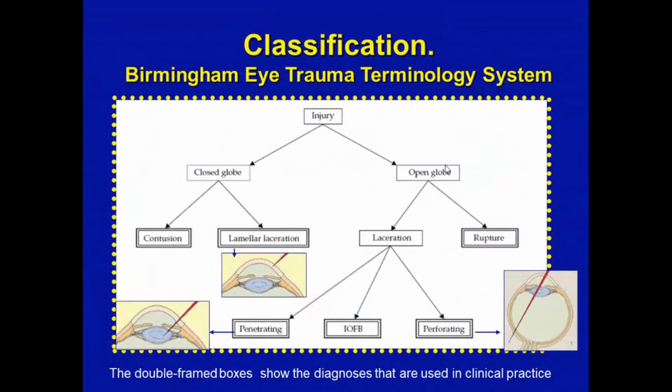All over the world, when we speak about eye trauma, we use the Birmingham Eye Trauma Terminology System. We use this classification. It's rather easy, maybe not so easy, but it helps us to make the correct diagnosis and the correct management of the trauma. So, all eye injuries we divide into closed globe and open globe.